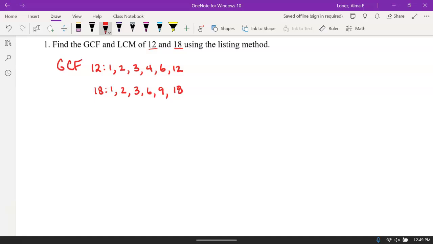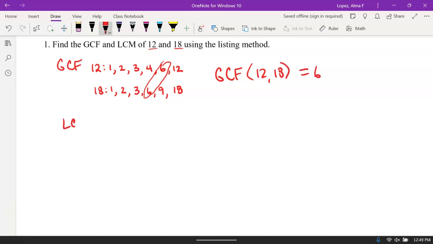To find the greatest common factor, what you do is you go through and you see what is the biggest number in that list that they both have in common. See, they have a 1 in common, a 2 in common, a 3 in common, a 6 in common. That is the largest number that they have in common. So the greatest common factor for 12 and 18 is 6.